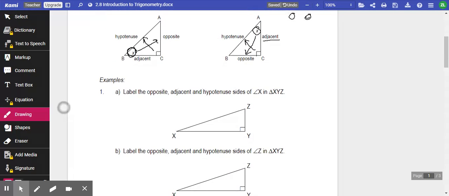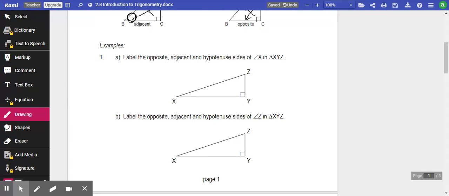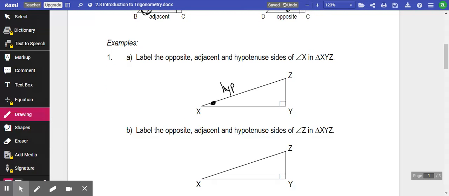So if we look at the following examples, it says label the opposite, adjacent, and hypotenuse sides of angle X. So this is the angle under investigation. In this case, we know that the hypotenuse, or HYP, is always going to be that long side across from the right angle, and the opposite is going to be the one across from the angle under investigation. Now, the one closest to it is the adjacent.